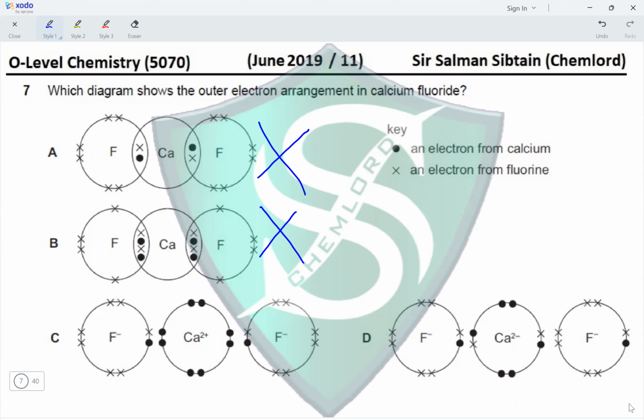Calcium forms positive ions. Option C has calcium forming positive ions. Option D has calcium forming negative ions. So option D becomes incorrect. And let us check. When calcium loses its two electrons, one electron is gained by each of the fluoride ions, which can be seen in the diagram. So option C is the correct option for this question.